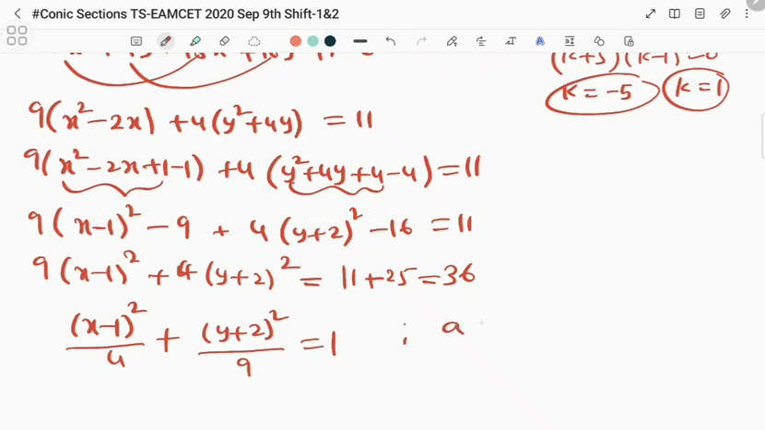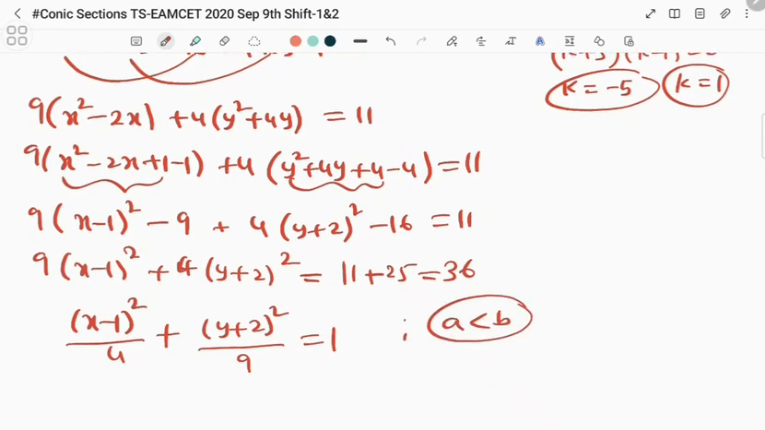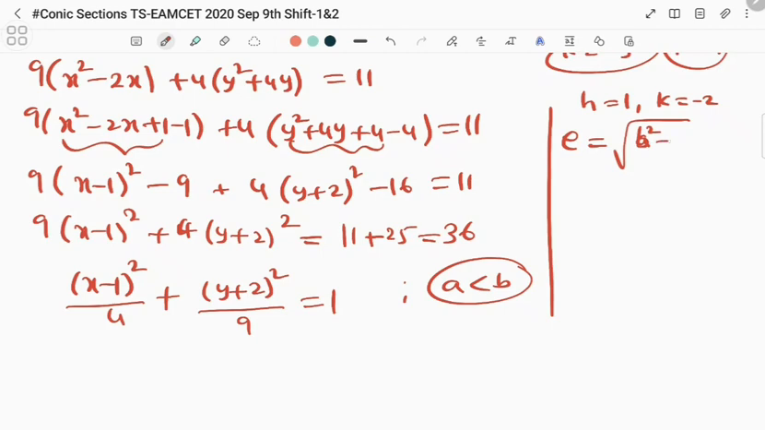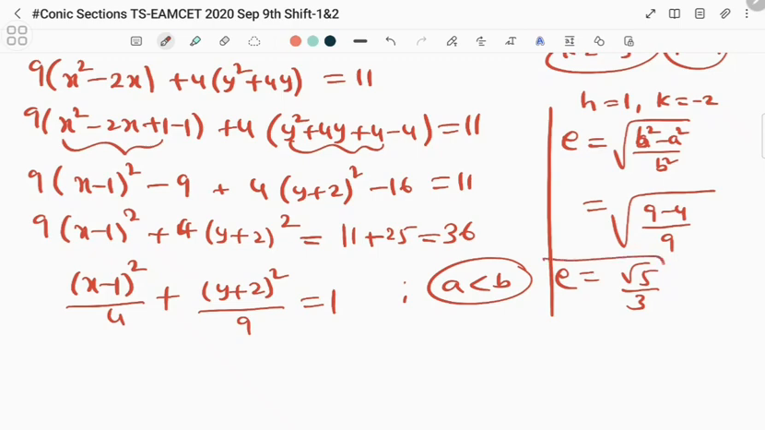This is absolutely the a is less than b case. Whenever a is less than b, for the center (h, k), here (1, -2), the ellipse is x minus h whole square plus y minus k whole square, and eccentricity is root over b square minus a square by b square. So 9 minus 4 divided by 9, so root 5 divided by 3. This is the eccentricity value.